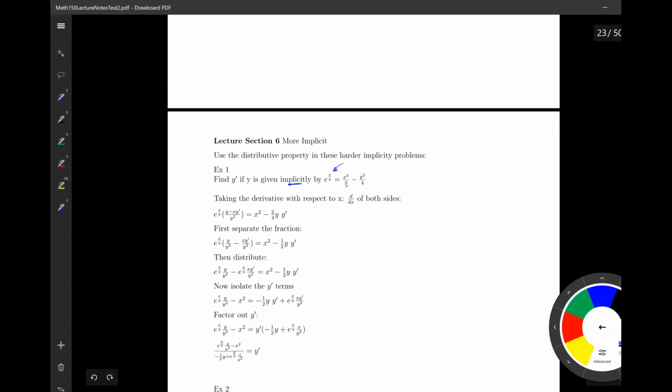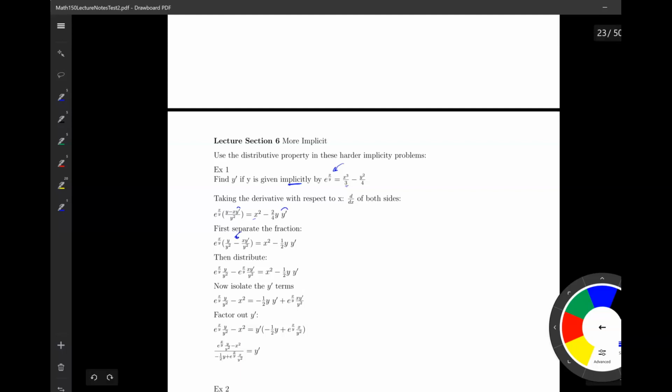The derivative here gives me just x squared. This derivative here gives you 2 over 4y to the 1 power times y prime. All right, so I need to isolate the y prime terms, right? But this y prime term is inside this multiplication. So I need to separate it.